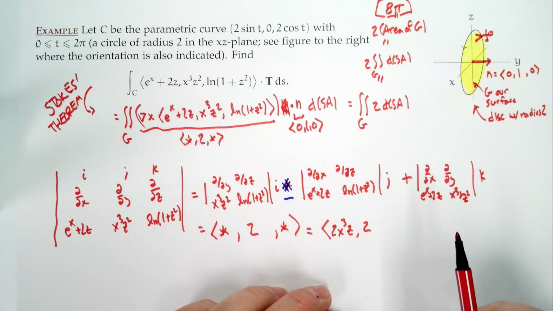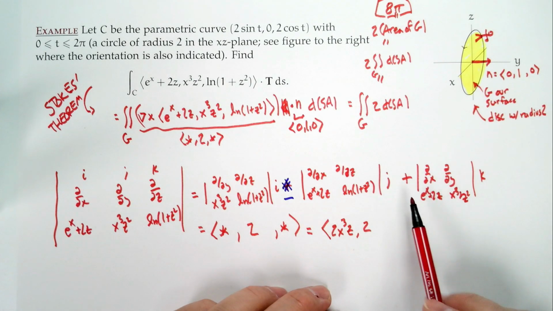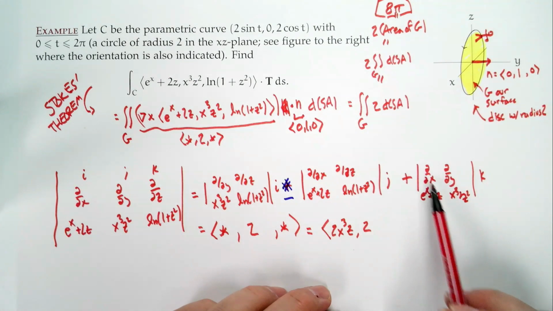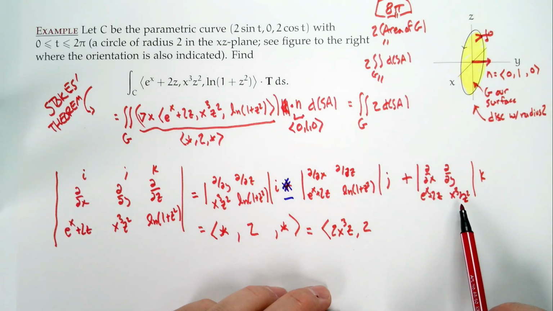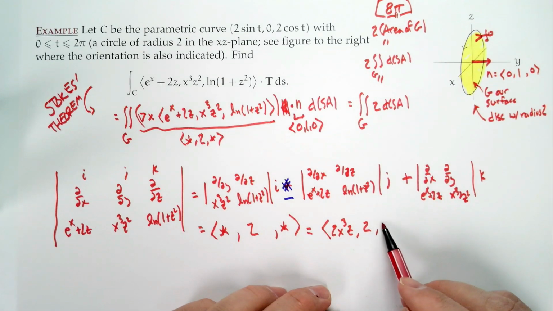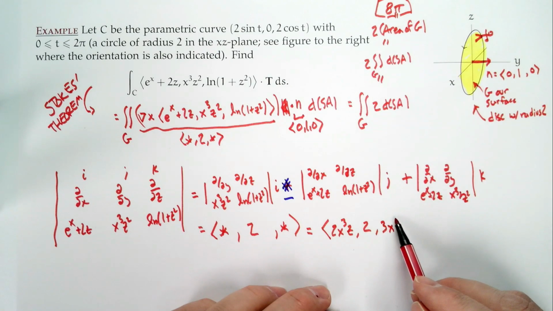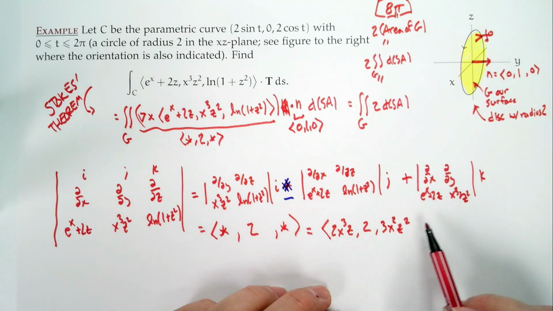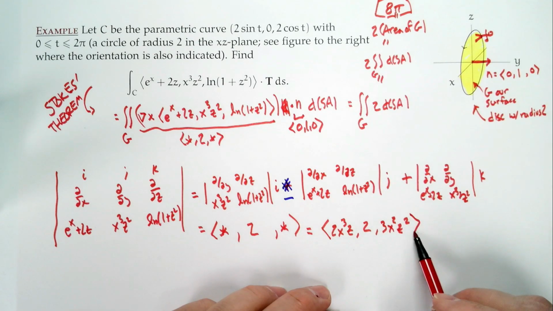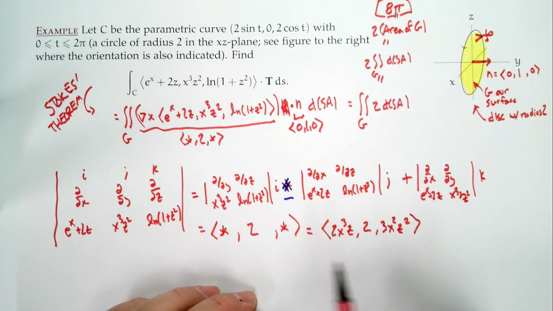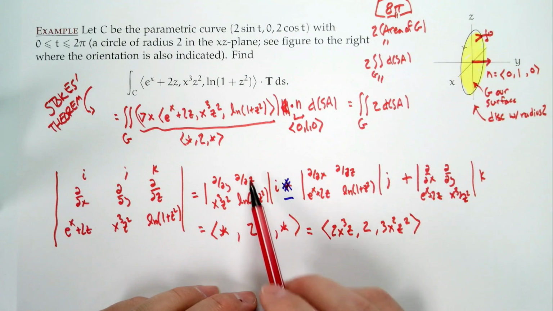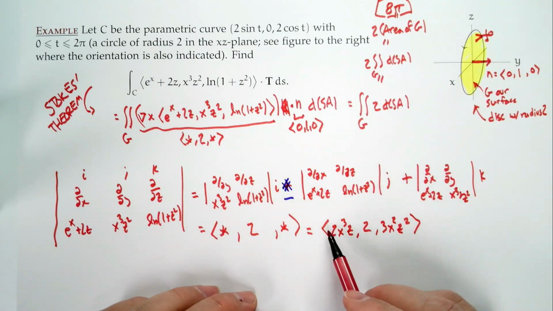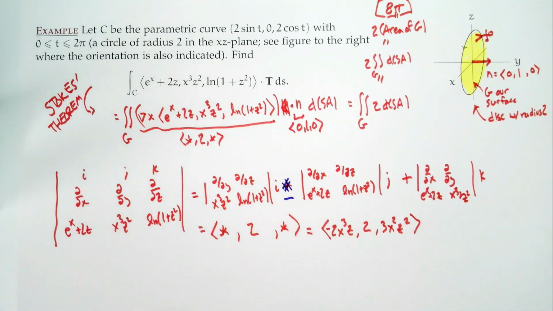And what's our last piece? It's over here. The derivative with respect to x of x cubed z squared would be 3x squared z squared. And there is no y in e to the x plus 2z, so that's nothing. And so that's our actual curl. Oh, nope, I made a mistake. Do you see it? I messed the sign up because I need to subtract here. So there's a minus sign. There we go. Now that's the curl.